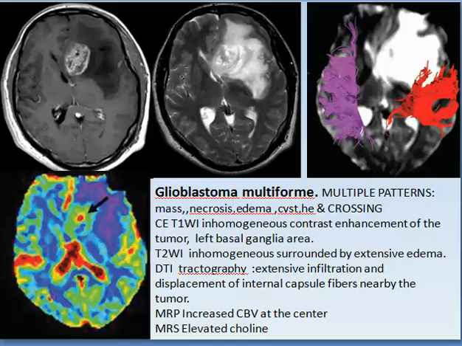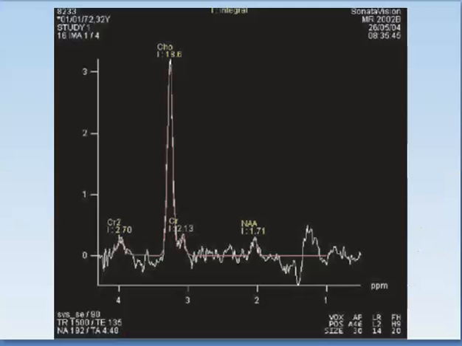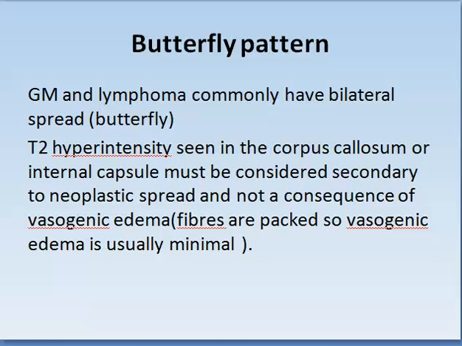MRS shows the high choline. Glioblastoma and lymphoma commonly have bilateral spread, with a butterfly appearance. T2 hyperintensity seen in the corpus callosum or internal capsule must be considered secondary to neoplastic spread, because there is no vasogenic edema as the fibers are packed together, so vasogenic edema is usually minimal.